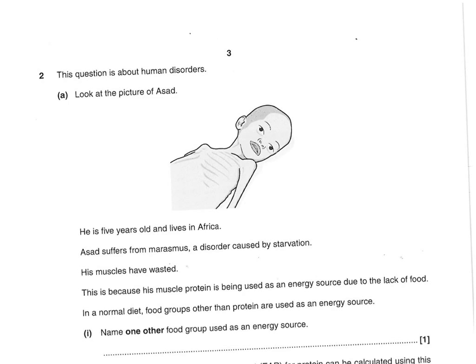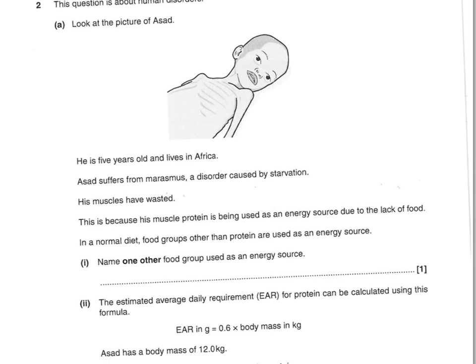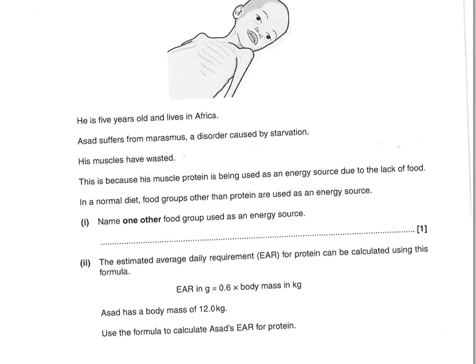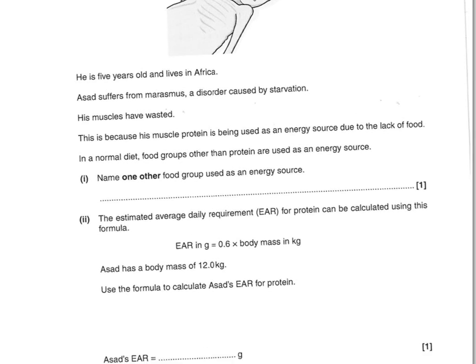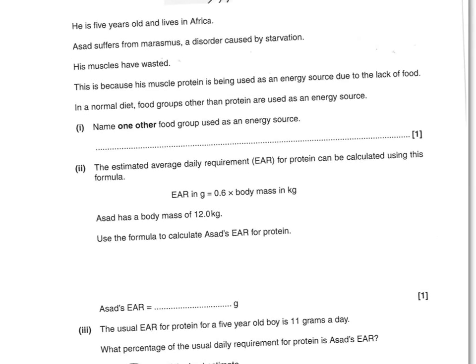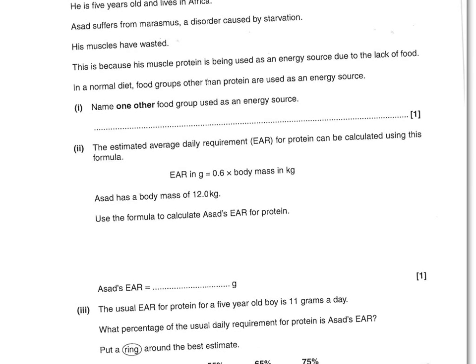This question is about human disorders. Look at the picture of Assad. He is 5 years old and lives in Africa. Assad suffers from marasmus, a disorder caused by starvation. His muscles have wasted. This is because his muscle protein is being used as an energy source due to the lack of food. In a normal diet, food groups other than protein are used as an energy source. Name one other food group used as an energy source. So you can have either carbohydrate or fat, but you could also put sugars, starch, oils, but carbohydrate or fat are your main ones.